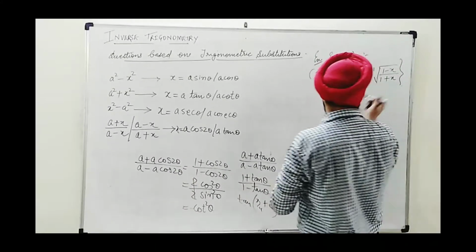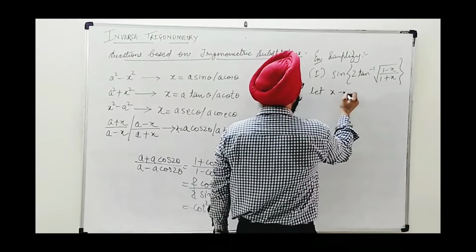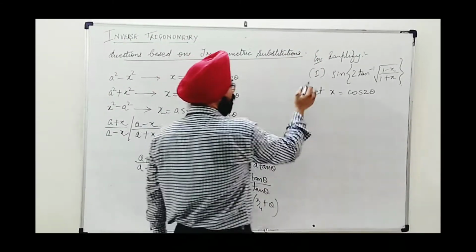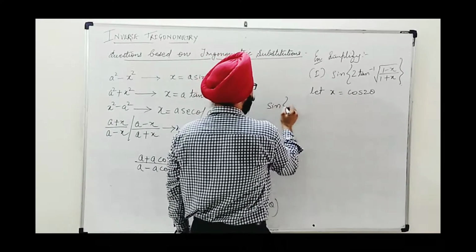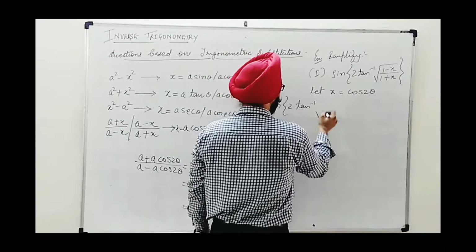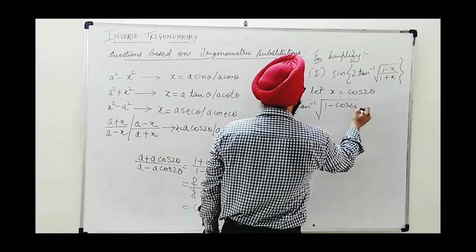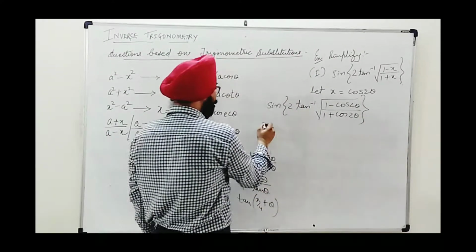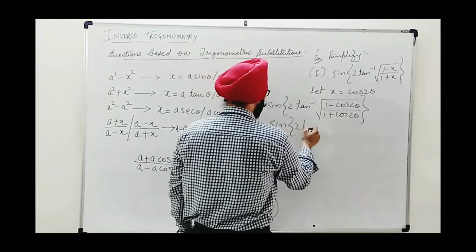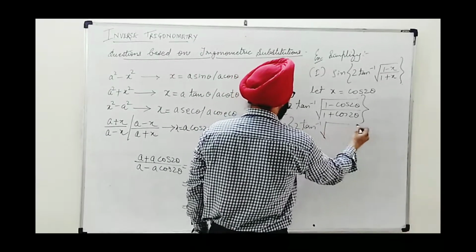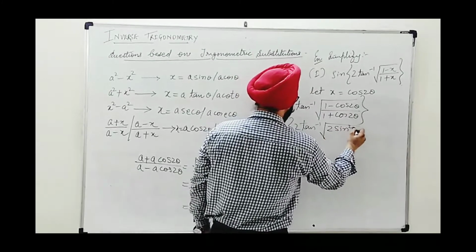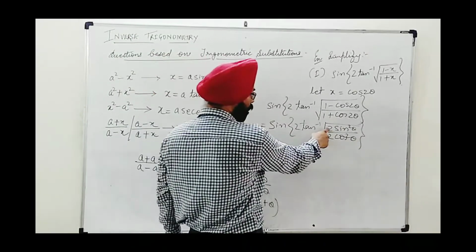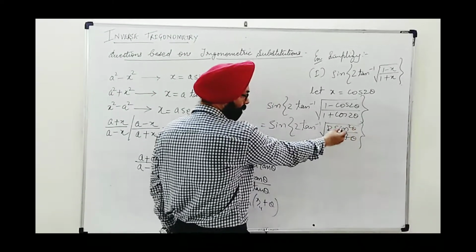So we will write here this way: let x be cos 2 theta. As soon as I say so, this can be written as sine of twice tan inverse of under root (1 minus cos 2 theta) upon (1 plus cos 2 theta). Use of a trigonometric identity can be done, and we find here it is 2 sine square theta upon 2 cos square theta, and after simplifying, the 2 and 2 cancel out, this will become tan square theta.